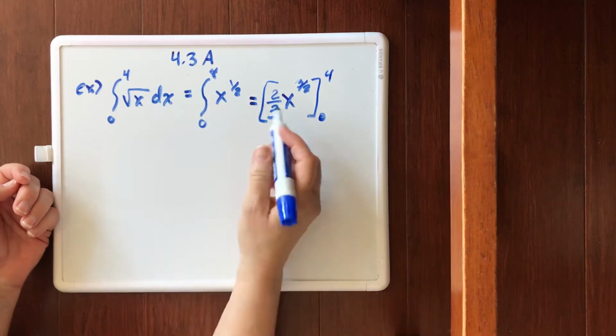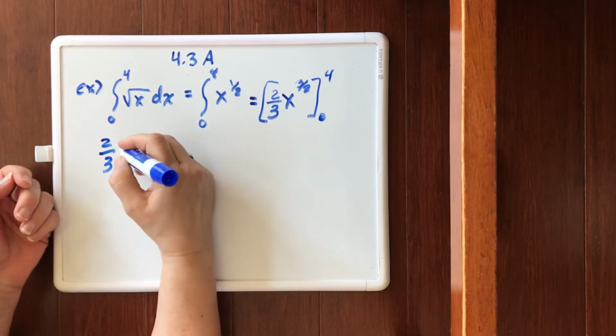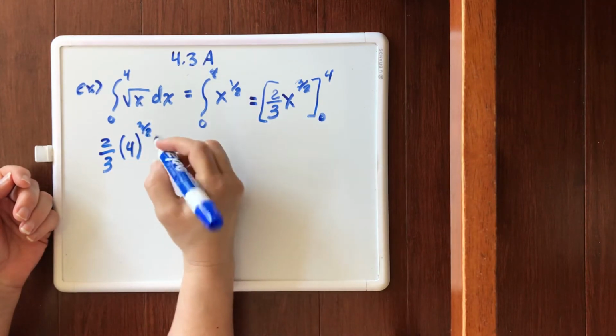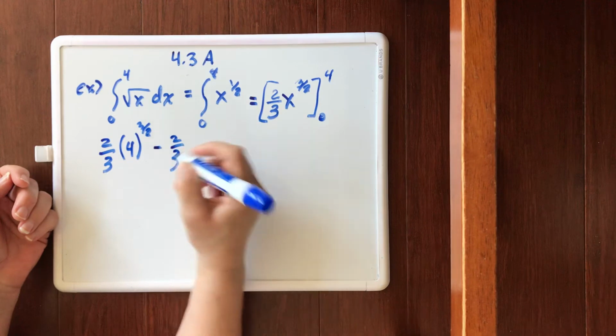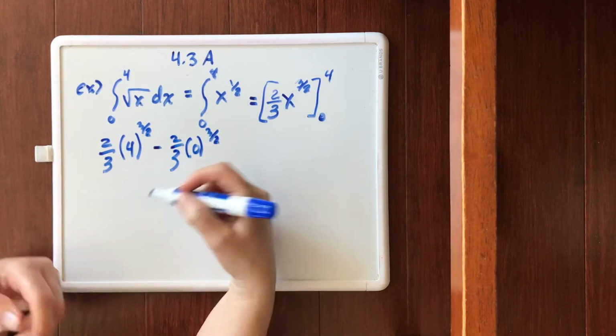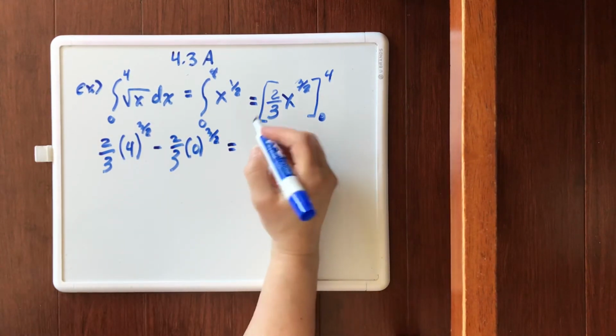So we're going to put a 4 in the first one, 2/3, 4 to the 3/2, minus 2/3, 0 to the 3/2. And I love it when it's 0. It's so easy. We just get rid of that, right? Okay, so let's do this one.